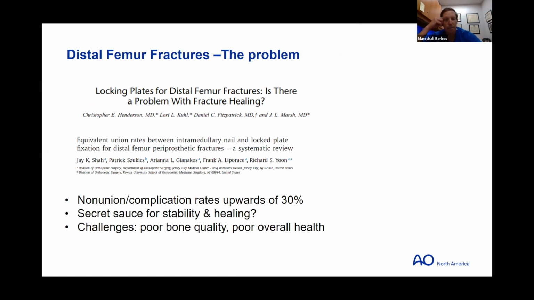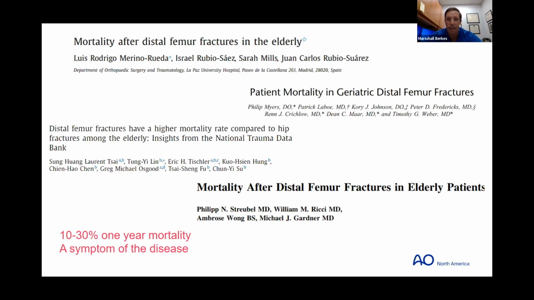Getting these fractures, distal femur fractures, to heal can be challenging regardless of what sort of construct you're using. And this is all compounded by the fact that, as anybody on this webinar knows, these patients are a real problem. Their bone quality can be pretty much deplorable, and their overall health status is not far behind, if not worse. So really, it's an absolute challenge. And really, this is the hip fracture of the knee, which is to say the mortality rates are pretty high. Again, reflecting a symptom of just overall poor health.